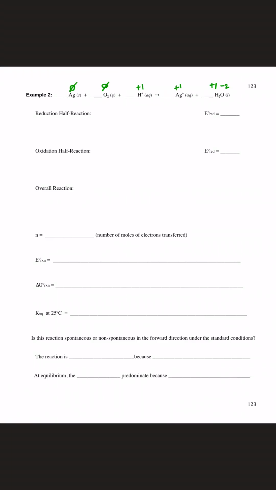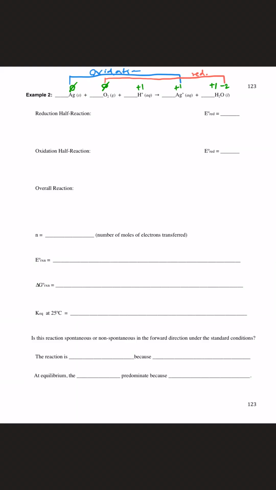Therefore, you will see that going from silver to silver 1 plus, silver loses electron. Therefore, silver undergoes the oxidation half reaction. For oxygen, going from oxygen 0 to oxygen 2 minus, oxygen is receiving electron. That's why it becomes more negative. Therefore, this is the reduction half reaction. When you are able to determine which one undergoes which type of half reaction, then you can split out the half reaction. So I'm going to start with the reduction half reaction.